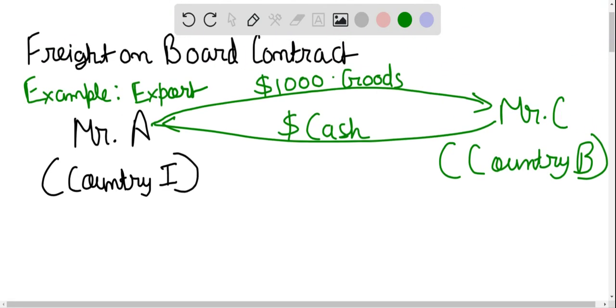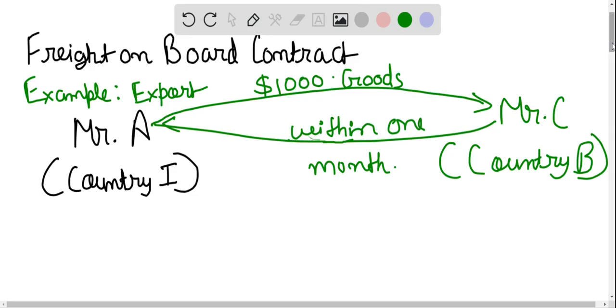But in that case, what happens? Sometimes the buyer does not pay in cash. The buyer pays in credit terms. The buyer does not pay immediately. So within 1 month, Mr. C has promised to pay.